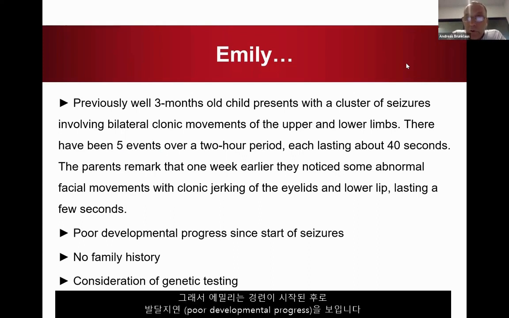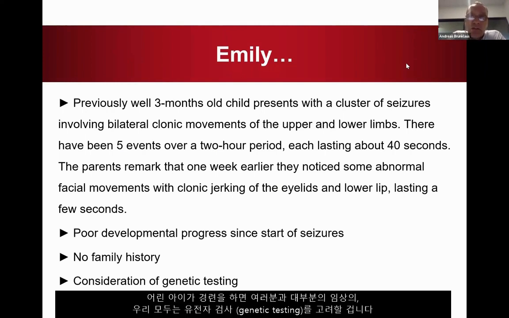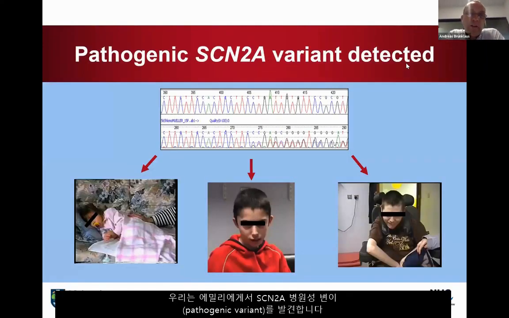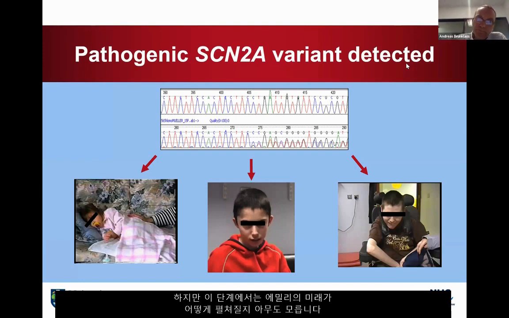So she's made poor developmental progress since the start of her seizures. There's no family history. Most clinicians would think, in a very young child presenting with seizures, we would like to consider genetic testing. And what you find is that Emily has a pathogenic SCN2A variant. But of course, what you don't know at that stage is what the future might hold for her.